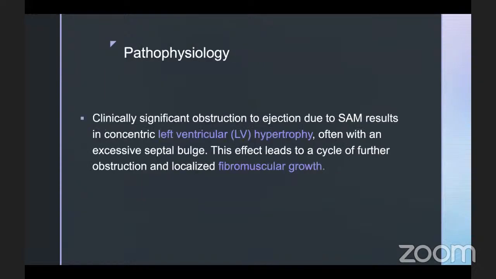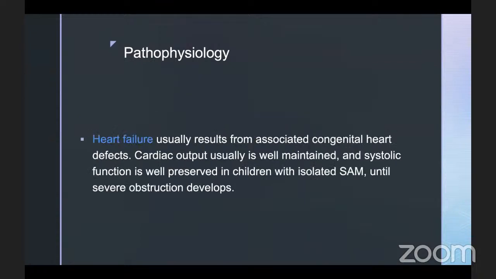Pathophysiology: clinically significant obstruction to ejection due to subaortic membrane results in concentric left ventricular hypertrophy, often with an excessive septal bulge. This effect leads to cyclic forceful obstruction and localized fibromuscular growth. Heart failure usually results from an associated congenital heart defect. Cardiac output is usually well maintained and systolic function is well preserved in children with isolated SAM until severe obstruction develops.